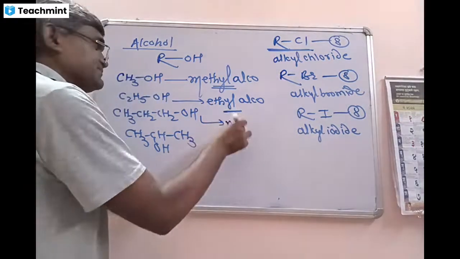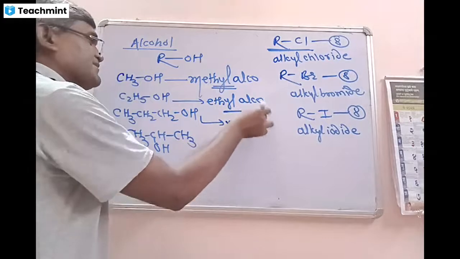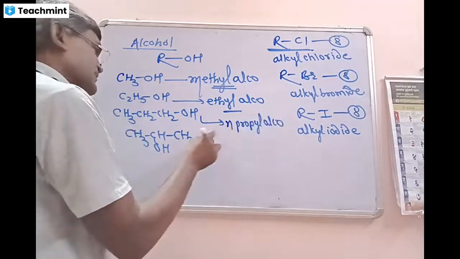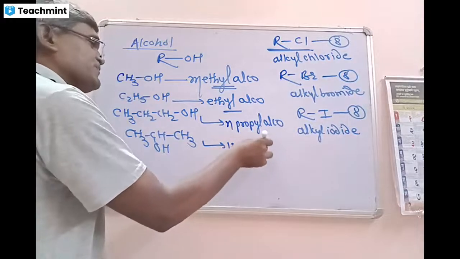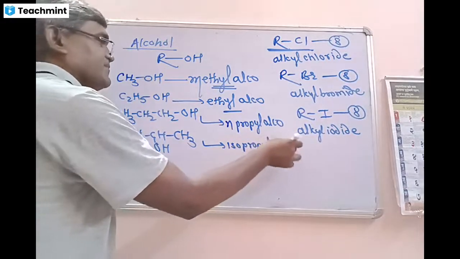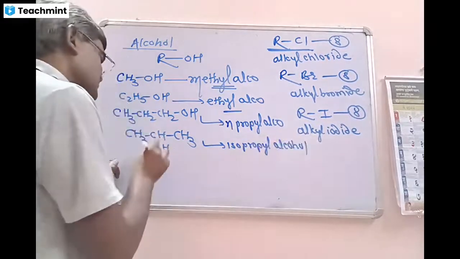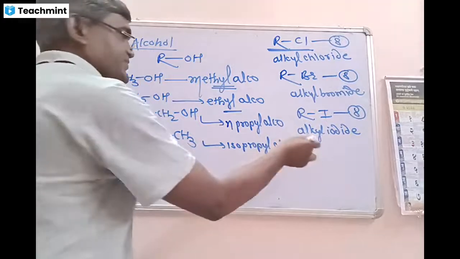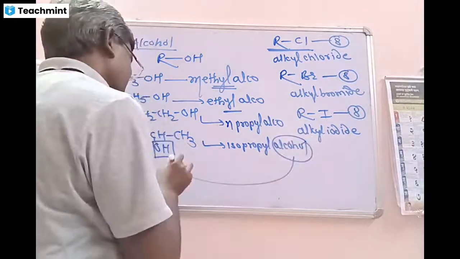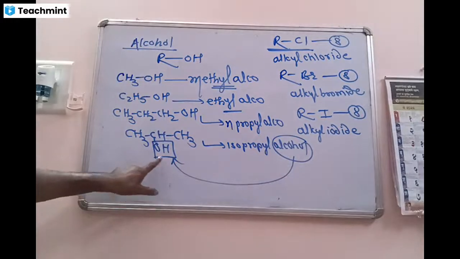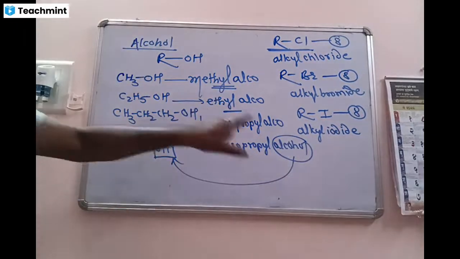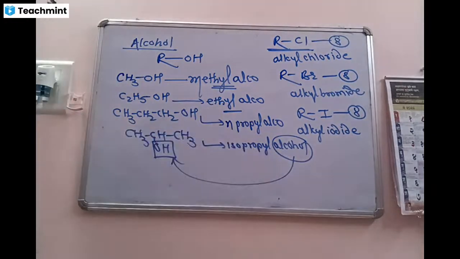This one is n-propyl alcohol. This one is isopropyl alcohol. So whenever alcohol term, ये जो word use किया हमने, कब use करना है? जब किसी कंपाउंड में ओपन वैलेंसी पे OH ग्रुप लगा है तो you can say it is alcohol. Understand?